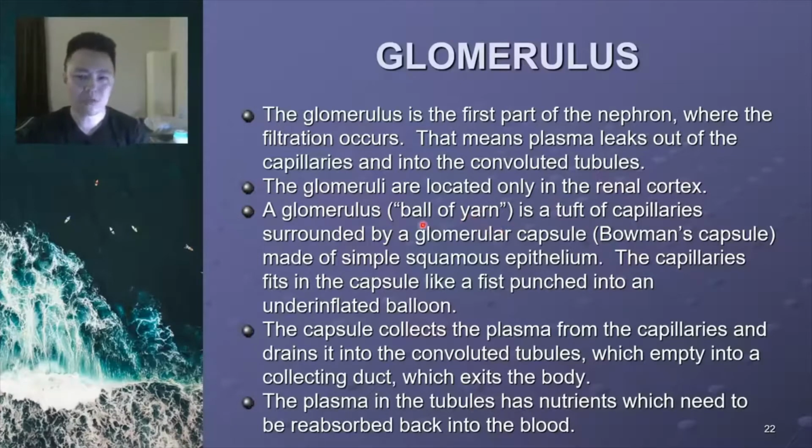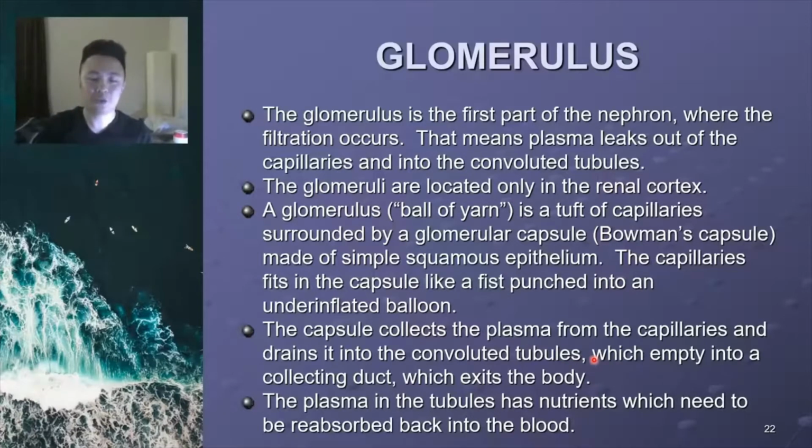Now, glomerulus here means ball of yarn. It is a tuft of capillaries surrounded by the glomerular capsule, also known here as the Bowman's capsule I mentioned earlier, and these are made up of simple squamous epithelial cells. Now, the capillaries fit into the capsule like my fist punched into a balloon, or I don't have a balloon on me, but like my hand, and it just wraps around that capsule. Now the capsule collects the plasma from the capillaries and then it drains it into the convoluted tubules, which empties into the collecting duct eventually, and then it exits out the body.